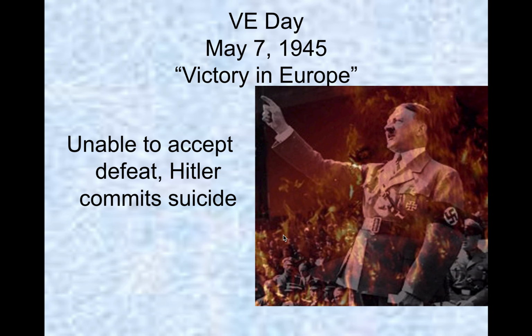And that leads us to the end of the war. So President Roosevelt died on April the 12th. On May 7, 1945, we had VE Day. Hitler was unable to accept defeat and committed suicide. It's believed that he not only took poison, but because that wasn't working fast enough, he shot himself to death.